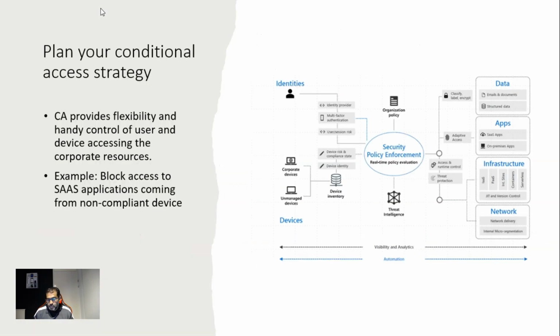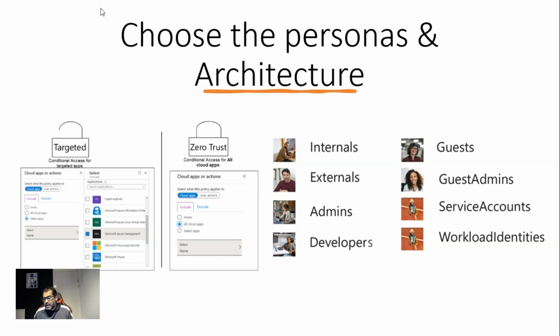And the person was talking about it on the right side when talking about identities in the previous slide. Those identities could be internal users, external users. They could be guests. They could be service accounts. They could be workload identities. So there are a lot of things that you need to take into consideration before going for zero trust.